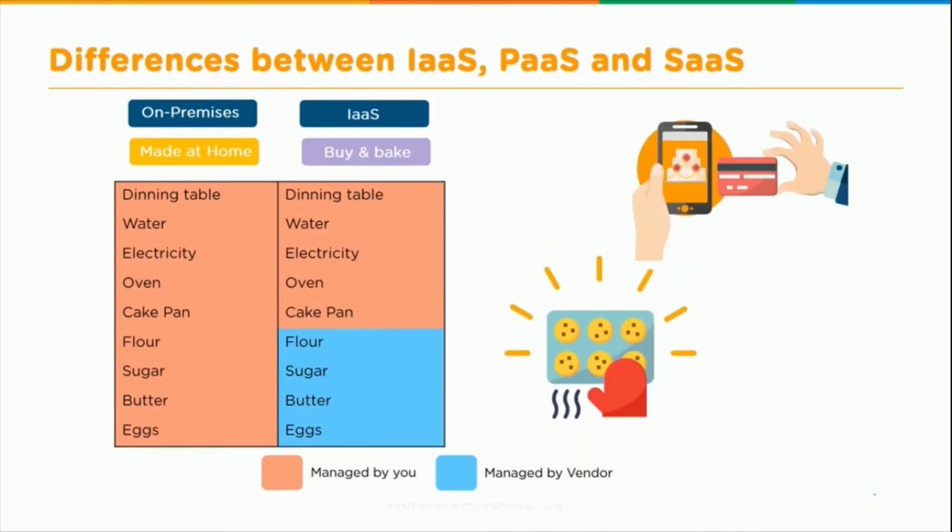The other option you can have is buying the ingredients and mixing and baking the cake yourself. Now this would be like IaaS. Here the infra is managed by the provider and we get to use it and customize it the way we want. Here the cloud provider isn't sharing the responsibilities.